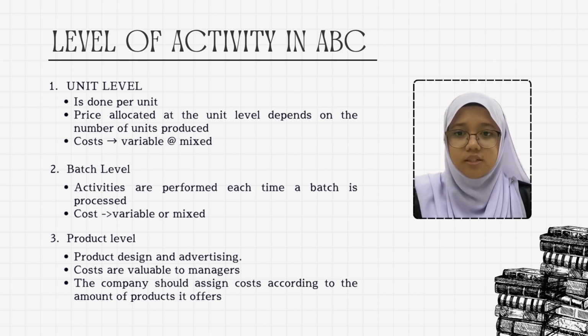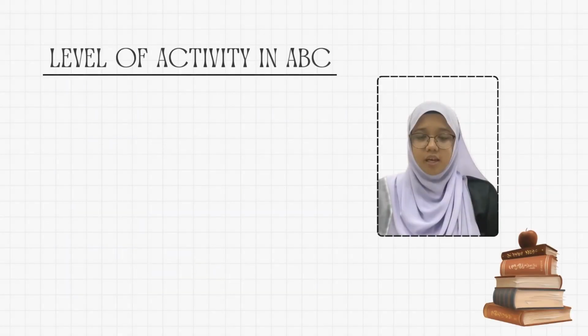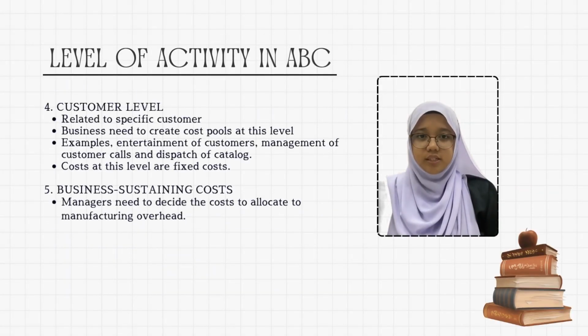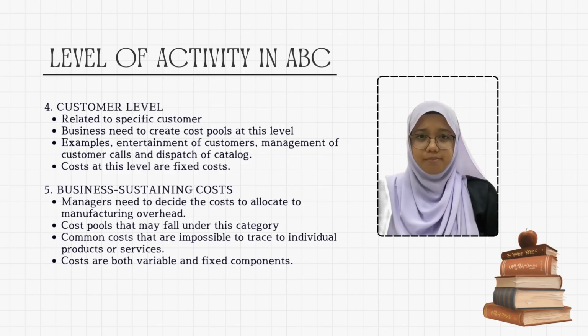Companies should assign these costs based on the number and complexity of the products they offer because of the variance in the amount of materials, labor, and overhead each product type uses. The fourth one is the customer level, where activities are related to serving specific customers, and businesses must create cost pools at this level to keep the customers. Examples of customer level activities include customer entertainment, handling customer service calls, and dispatching catalogs. The costs associated with these activities are generally fixed costs, and a business would have difficulty searching for customers without this cost.